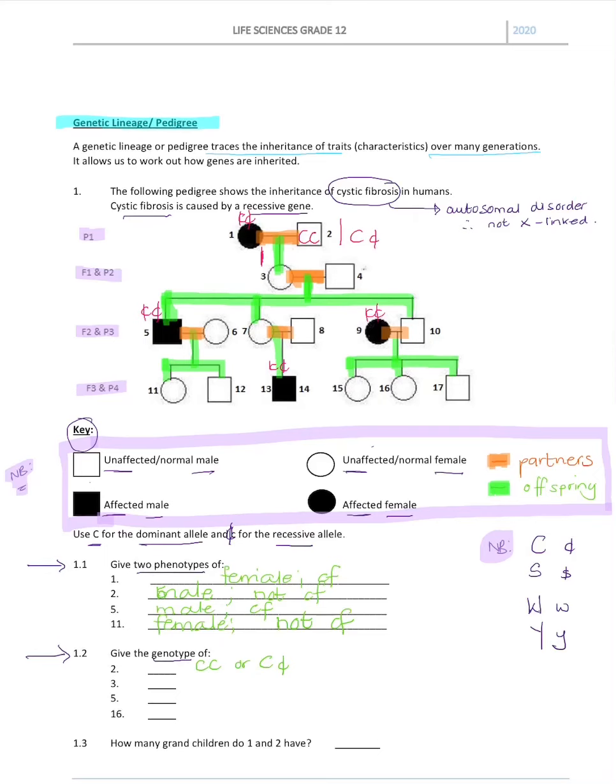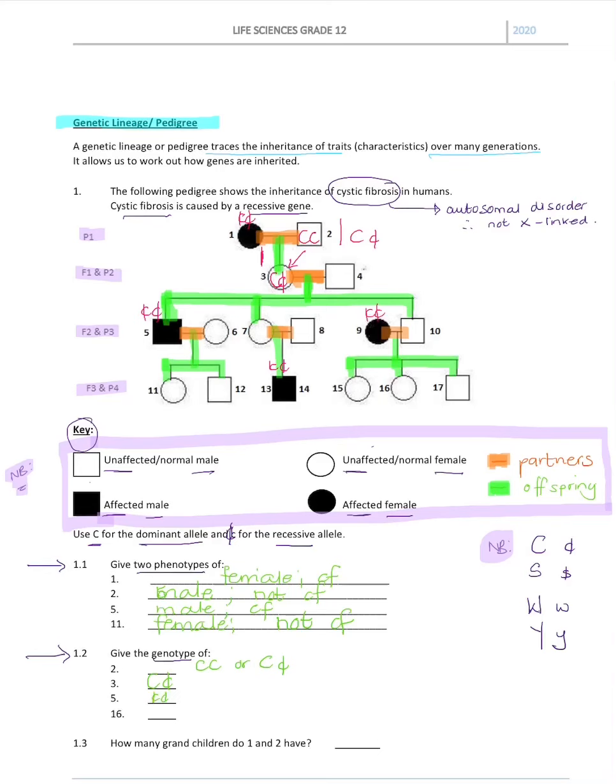Number 3 is unaffected, so definitely has a dominant allele, and that would be from dad. Mom only has a recessive allele to give, so number 3 is big C, small c. Number 5 we said was affected, so it's homozygous recessive.